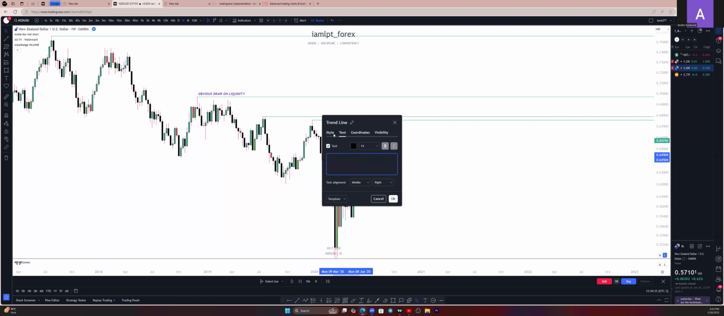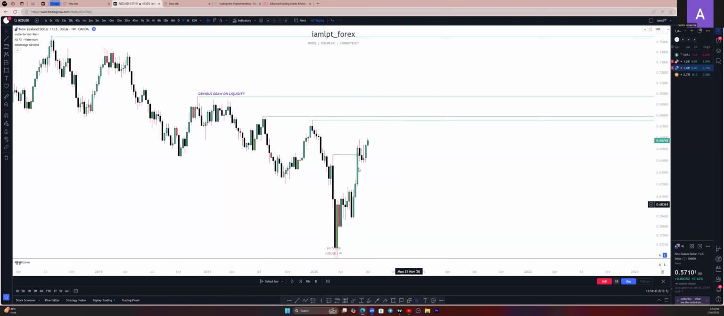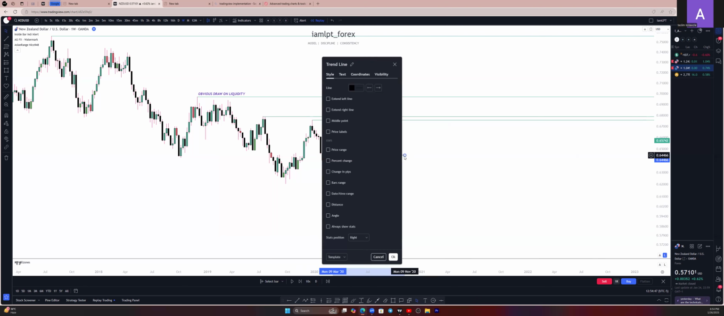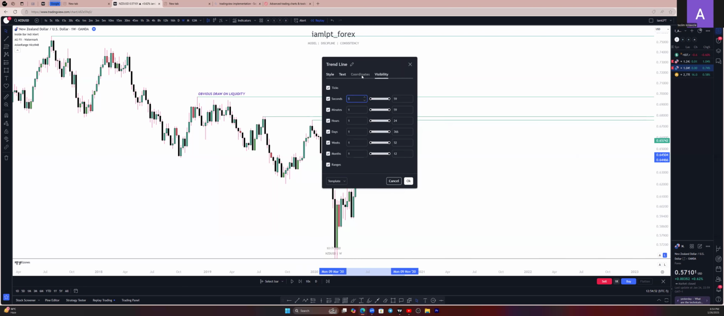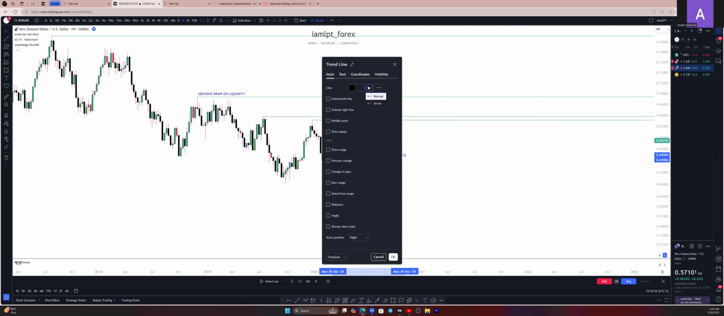I'm trying to change this. Why is it giving me normal? Yes, normal. See how style, visibility, coordinates, text, style. Okay, normal.